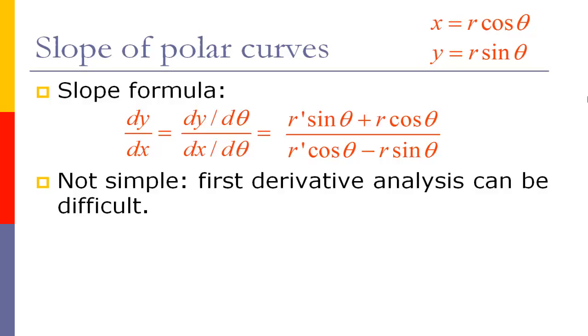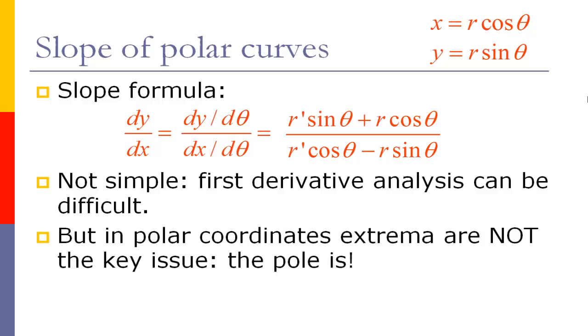However, there is a bright side to that. Remember, in polar coordinates, the extrema, which is what we're looking for in terms of dy by dx, the derivative gives us the slope, but it also gives us the extrema. Those are not really that important, although we will be playing a little bit with it. It's not that important to find out what is the highest or the lowest point. We want to find out what happens with relation to the pole. We want to find out how this thing turns around the pole. That's really the key issue for these polar curves and polar coordinates and so on.